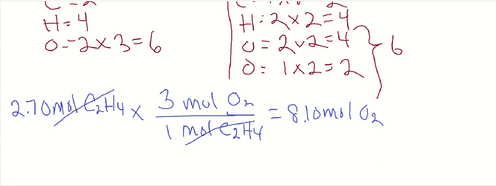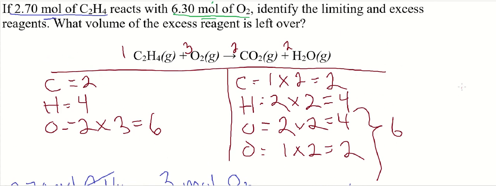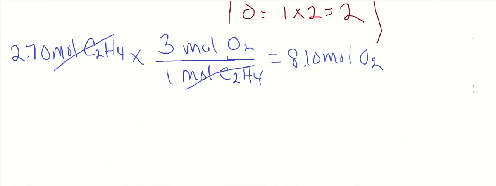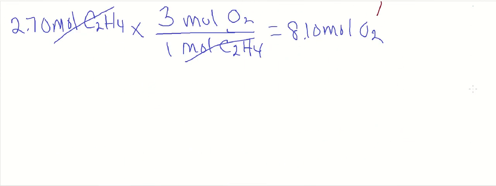That would be perfect. If we had that much oxygen and that much ethene, it would be perfect. But it's not going to be that way. It wouldn't be a problem if it was. All right, so we're going to compare that to 6.30 moles of oxygen.